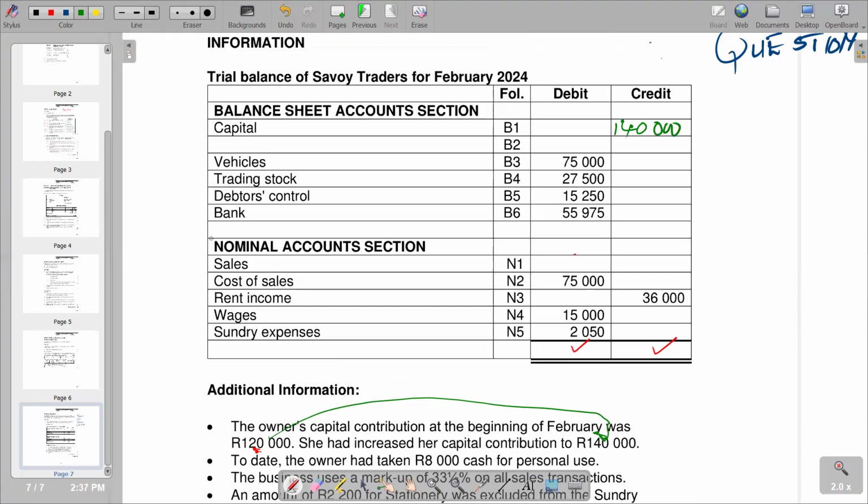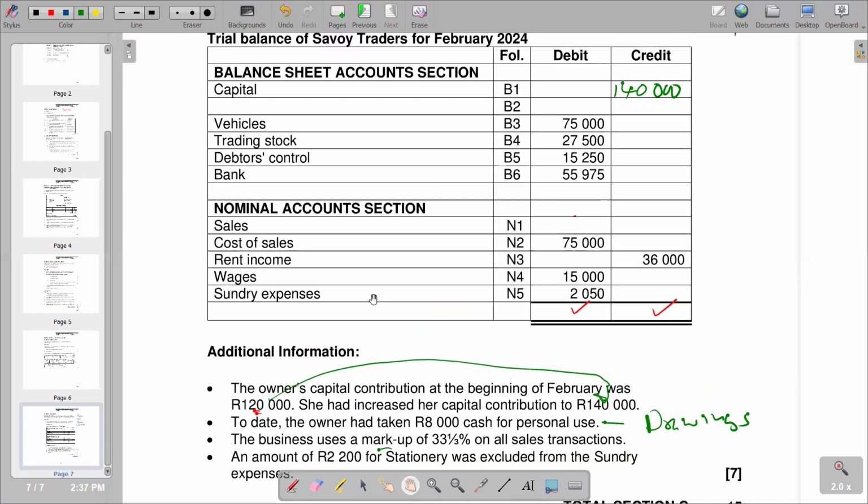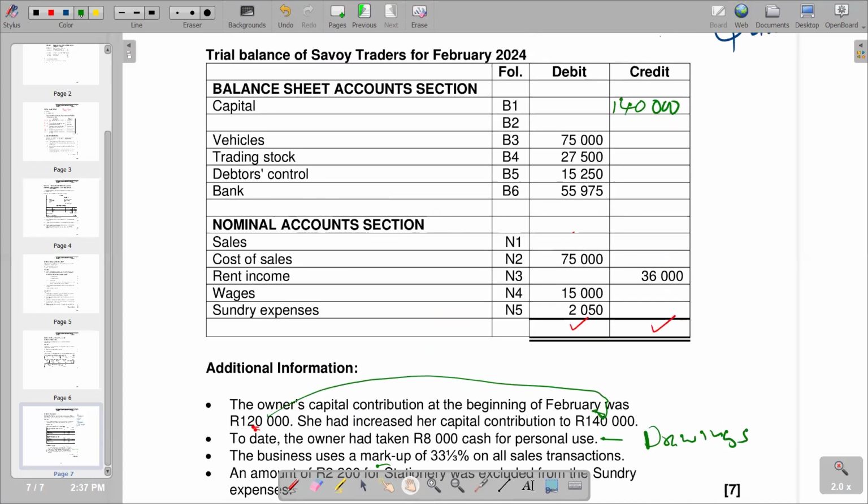Beneath that, the second piece of information says that to date, the owner has taken 8,000 rands cash for personal use. We know that anything taken for personal use, be it resources or cash, is drawings. So these are drawings of 8,000. If you go to our list of balances, you'll see that we don't have drawings there. So we have to add drawings, which go on the debit side, and we are supposed to put our 8,000 here.